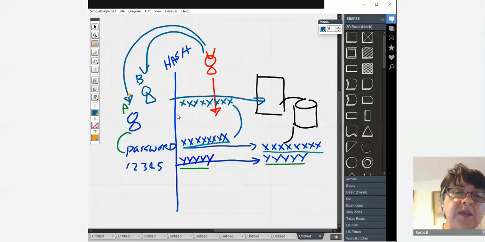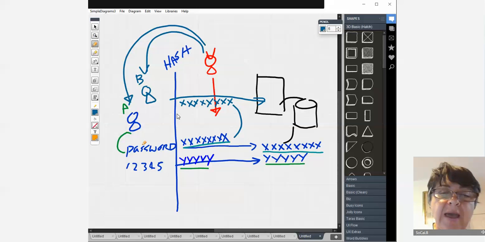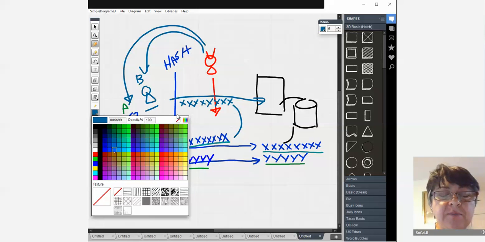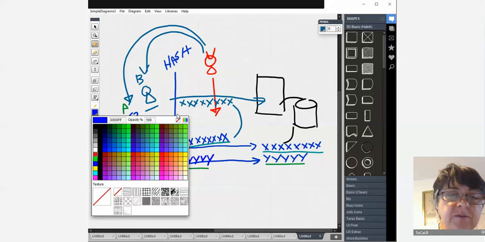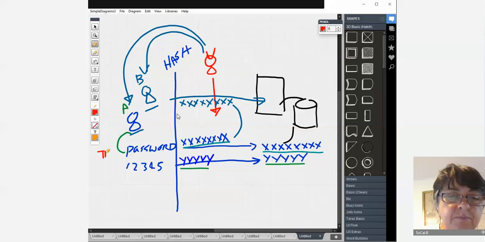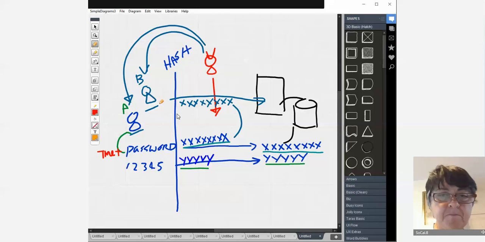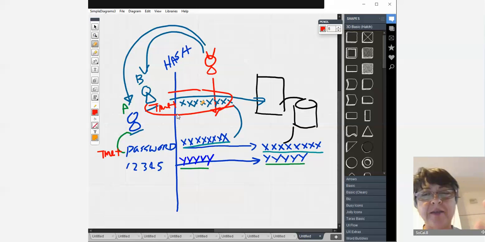But if you use a keyed hash, even though the passwords are the same, let's say the key is something like the current time. So if you put plus time here, and hopefully it's not the same time when this person passes it, if you add the time and hash this thing, it's not going to look like XXXXX.